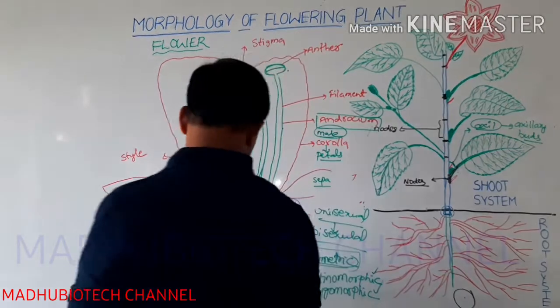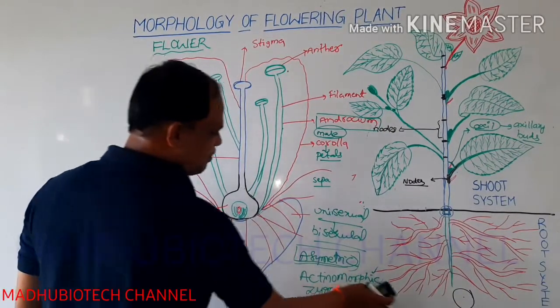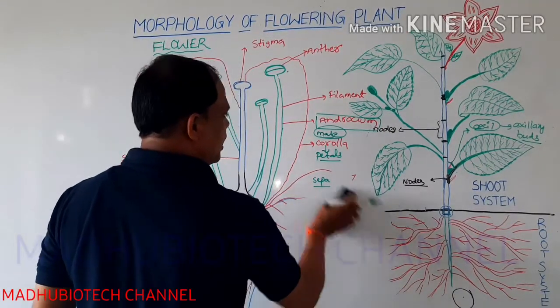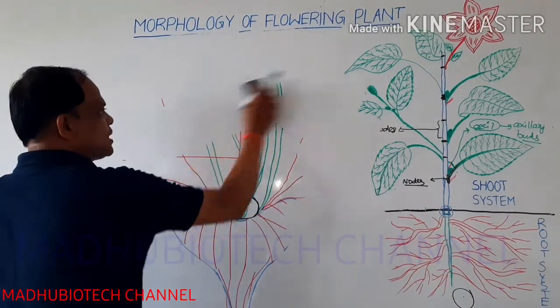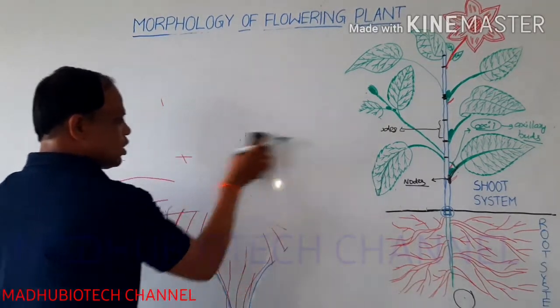And then we are using abbreviations of some plant systems. Okay, those abbreviations we will discuss in the next classes.